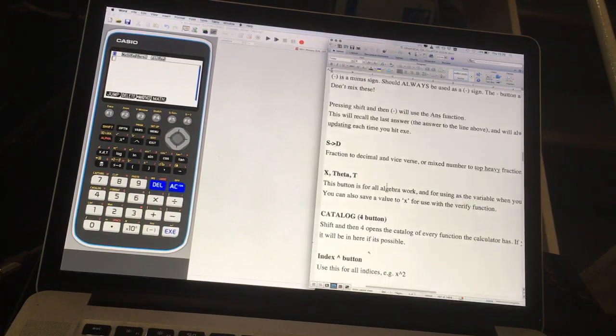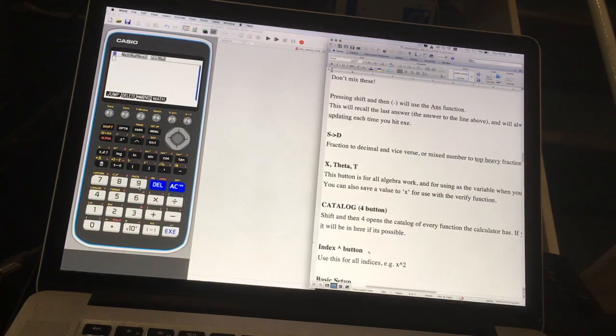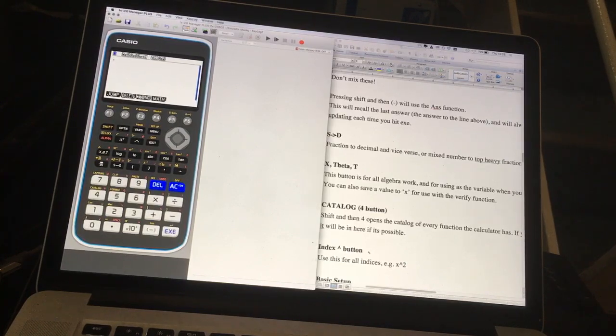We've gone through the minus sign, that's fine. S to D will change fractions into decimals and vice versa. So you've probably seen this before, 0.5. If I go S to D, it makes it a half instead. That will also change mixed numbers into top-heavy fractions, but you shouldn't really be using mixed numbers at A level anyway. If you are given a mixed number, you need to turn it top-heavy. You can use Shift and then the S to D button to do that.